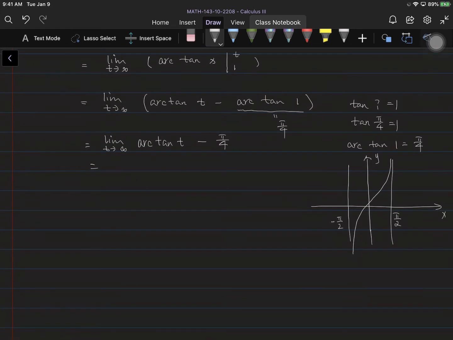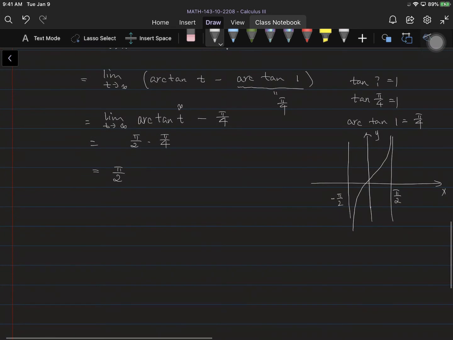And tangent of what is infinity? So if we say here's infinity, tangent of what is infinity? It should be pi over 2. So arc tangent t goes to pi over 2, minus pi over 4. So the final answer should be pi over 4.